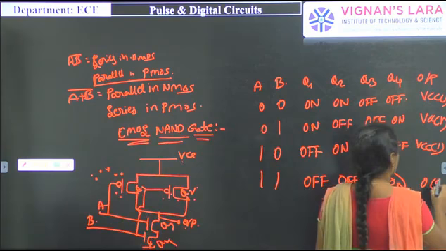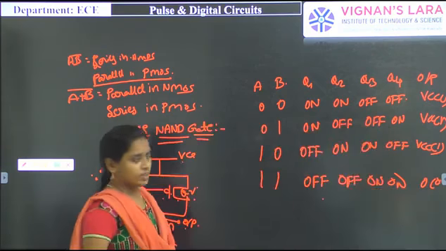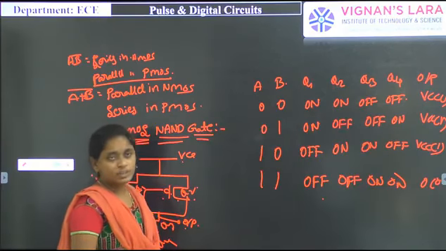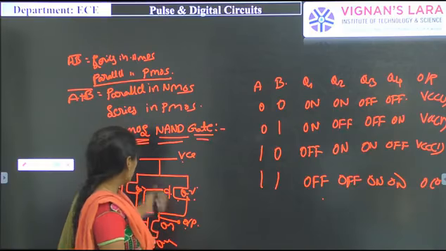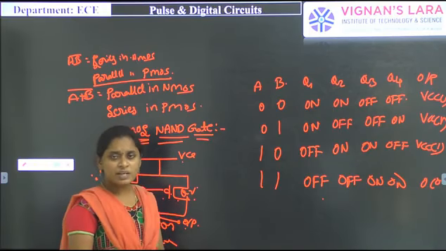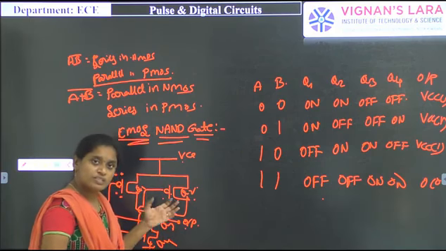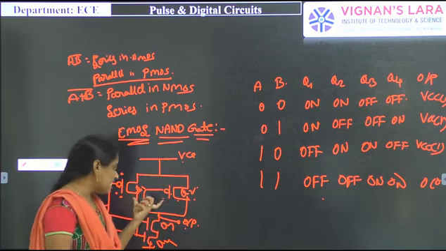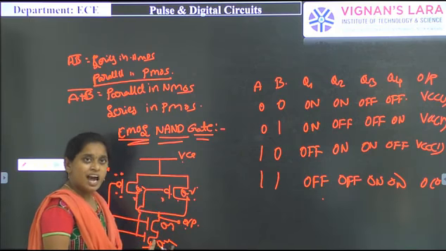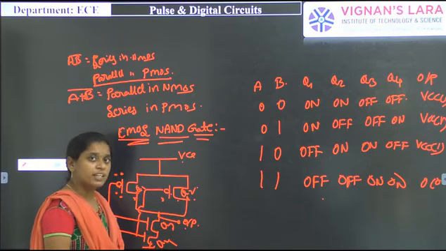So simply this circuit acts as a NAND gate. That is a 2 input NAND gate circuit. As like that, we have to represent the NOR gate circuit also. Simply the NOR gate circuit is reversed to this particular one. So the P channel MOSFETs are connected in series and N channel MOSFETs are connected in parallel to this.